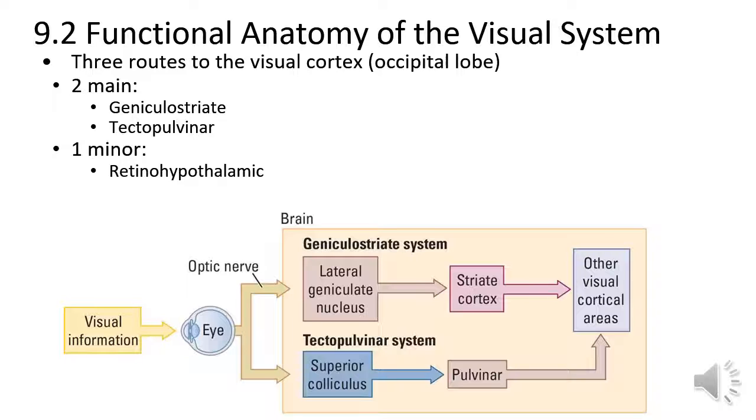So after the optic chiasm, there are three routes to the occipital lobe, or the visual cortex. There are two main ones and one minor. I'm going to talk mostly about these two main pathways. I'm actually not going to talk about the minor one at all, just for the sake of simplicity, but I'll go into a little bit more detail about the two main systems.